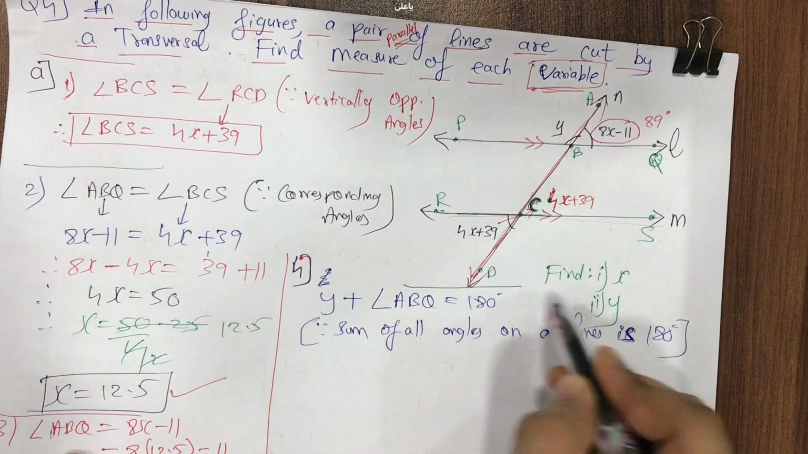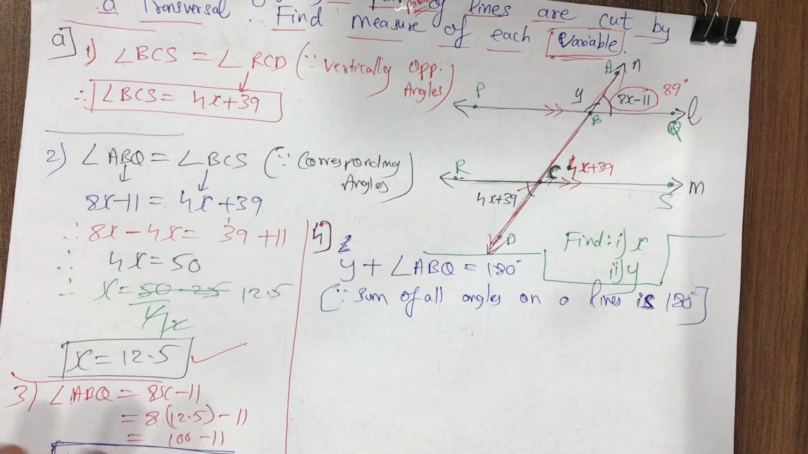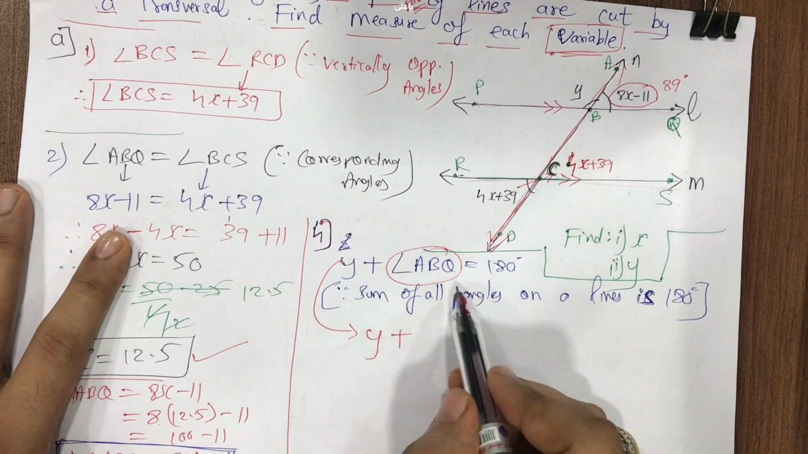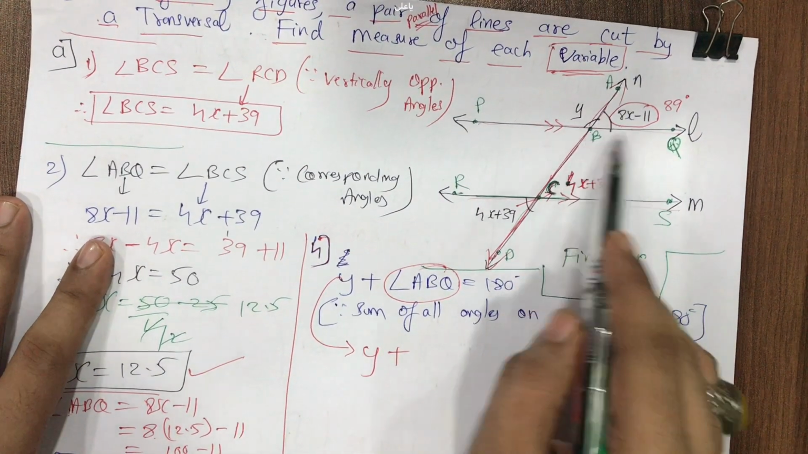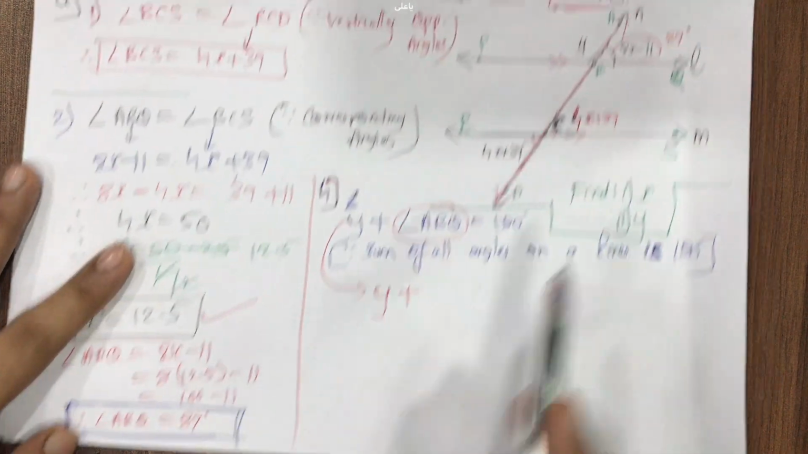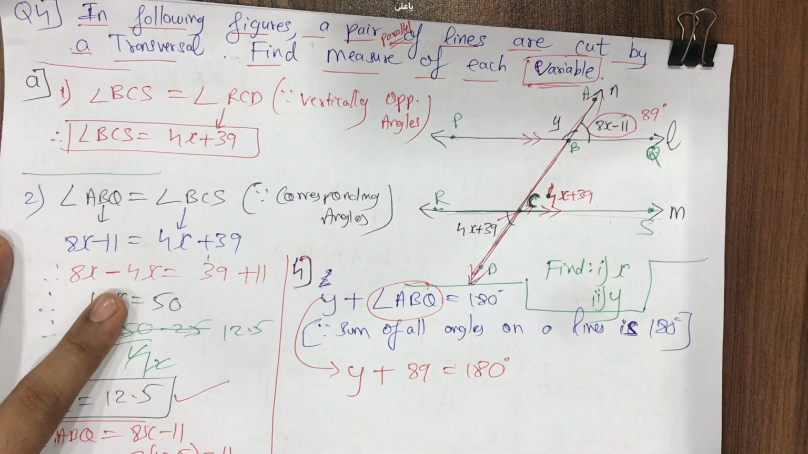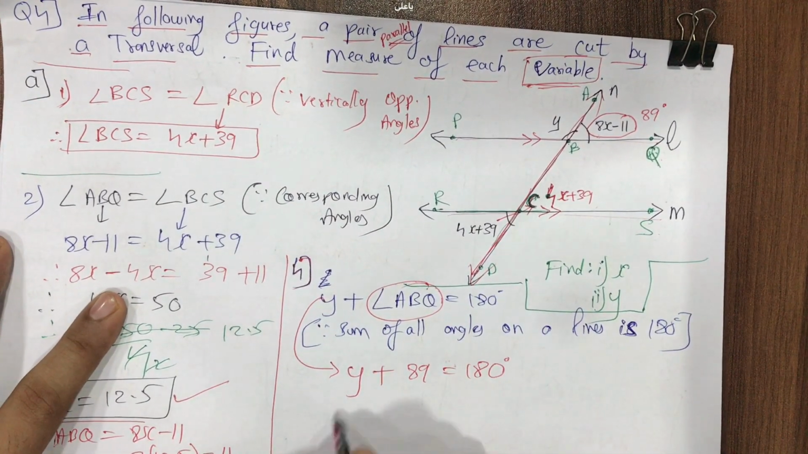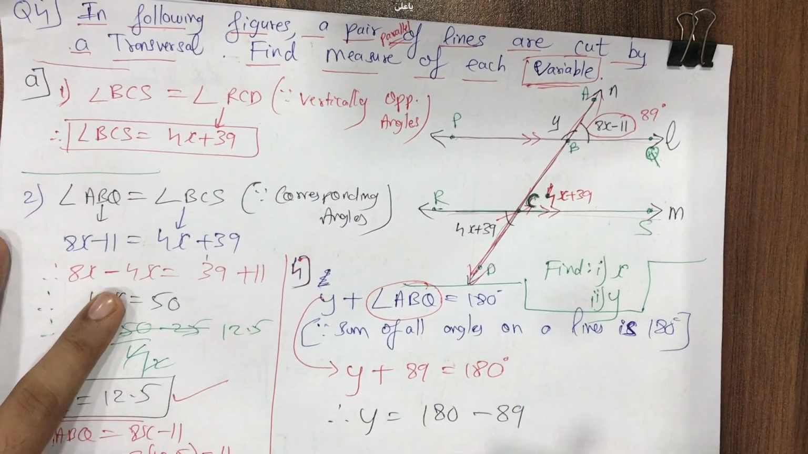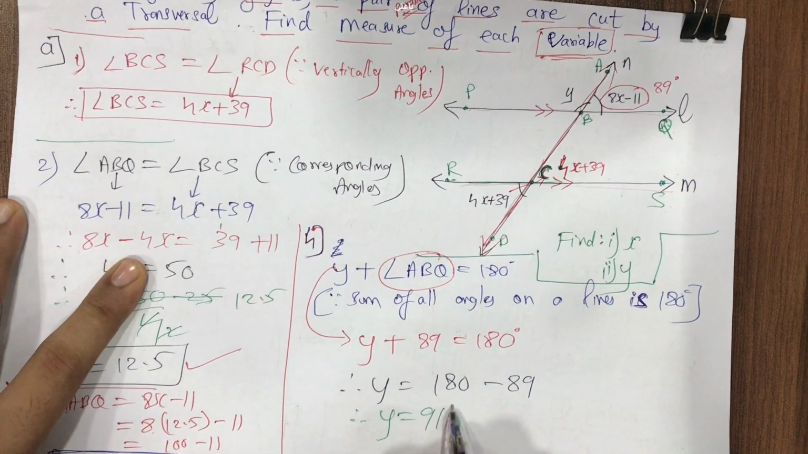I'll bifurcate this much. Okay, it is 180 degree. So the next step will be: y plus the value of angle ABQ. That's the reason I found out the value of ABQ, which was 8x minus 11, and it came as 89 degree. So I wrote here 89. So y plus 89 is equal to 180 degree. Therefore y is equal to 180 minus 89, and therefore y is equal to 91 degree.